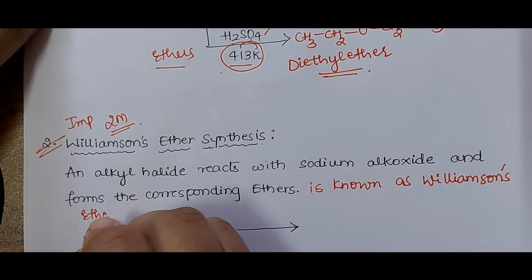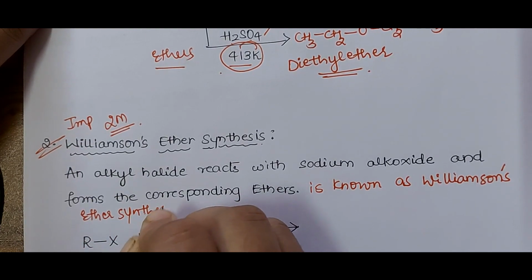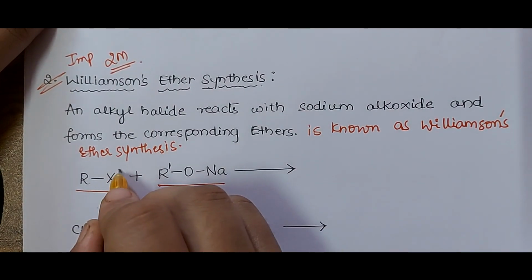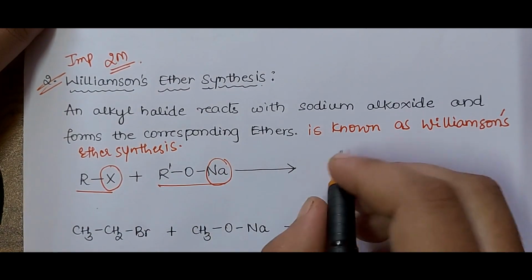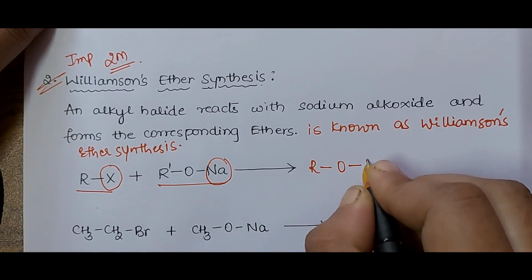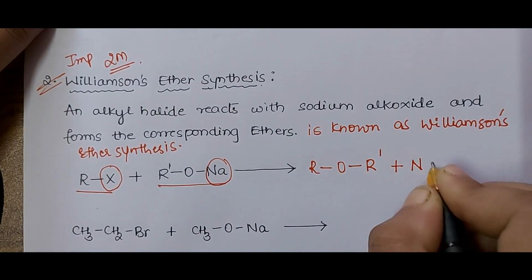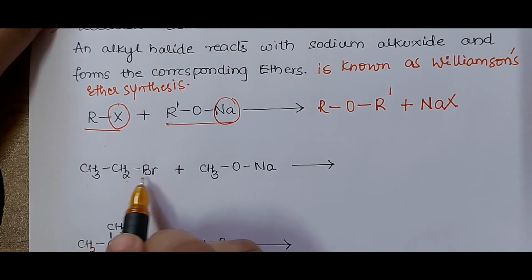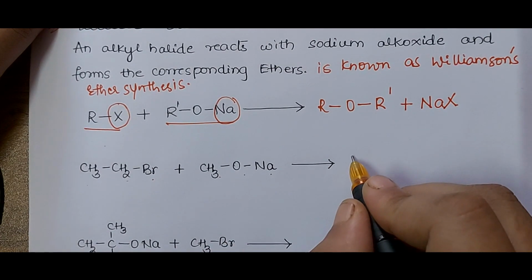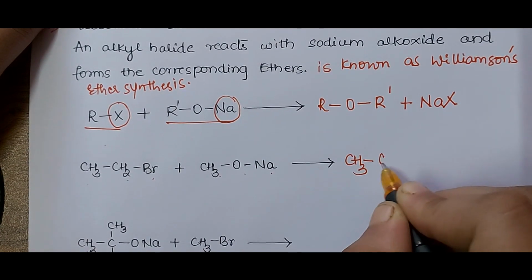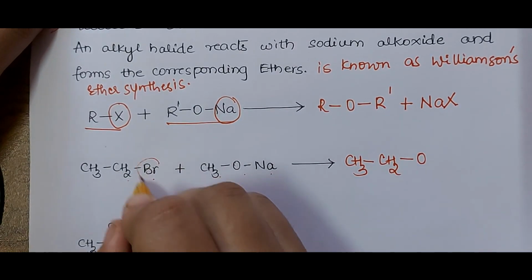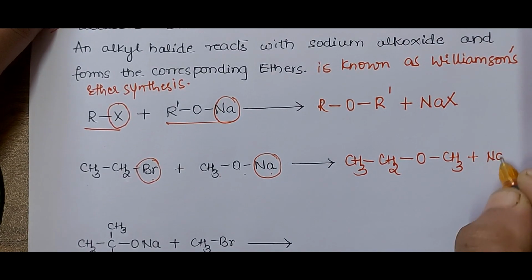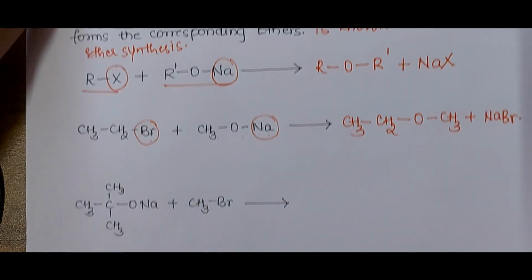Now, in this reaction, we see that alkyl halide reacts with sodium alkoxide. So X is removed from here and sodium from here. The resulting product is ROR' plus NaX. So ROR' we call ether. When you consider an example, similarly from here we remove Br, from here we remove Na, hence the product is CH3CH2. From here we have removed Br, so it forms a bond with oxygen, and oxygen bonded to CH3, plus the byproduct is NaBr. So ethers are obtained as a product.